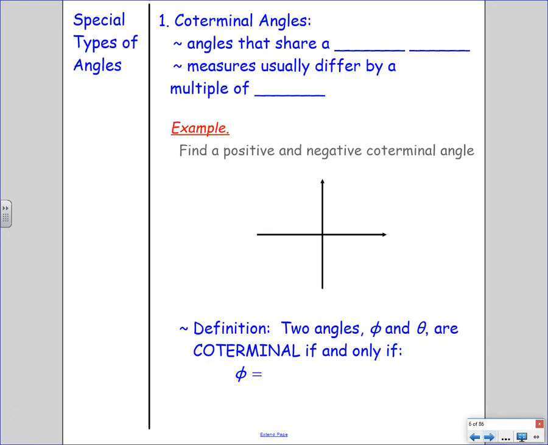Tomorrow, what are we going to do? We're going to define some special angles like coterminal. And so we still have another 2 minutes, guys. We're going to go ahead and write down this page. Have it ready.